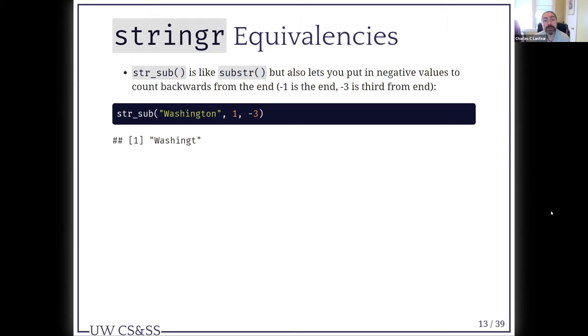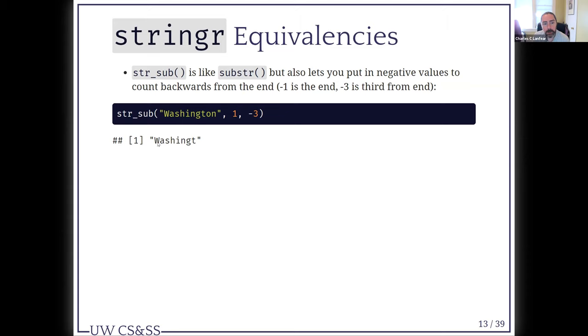For example, you've probably seen me use str_sub instead of substring. It's basically the same thing as the substring function, but it adds one useful, powerful thing. Unlike the base R substring function, str_sub can also take negative indices. If you put in negative values in the from and to, instead of counting from the beginning of the string forward, it counts from the back of the string backward. So if for some reason I wanted to take the text Washington and I really badly wanted it to be washing it, I could say str_sub Washington, start at the first character, which is W, and finish on the third from the end character.